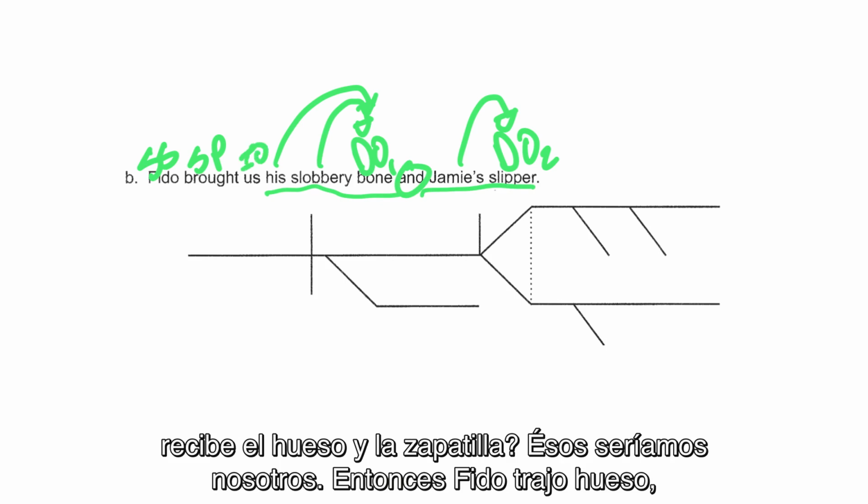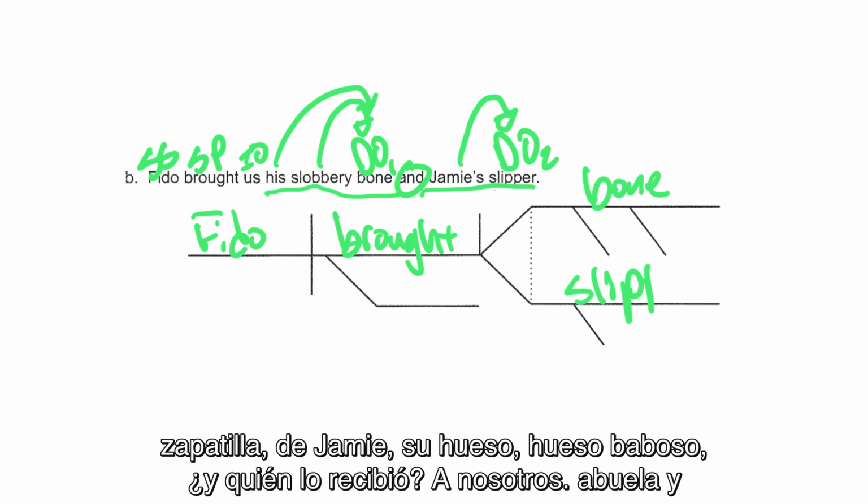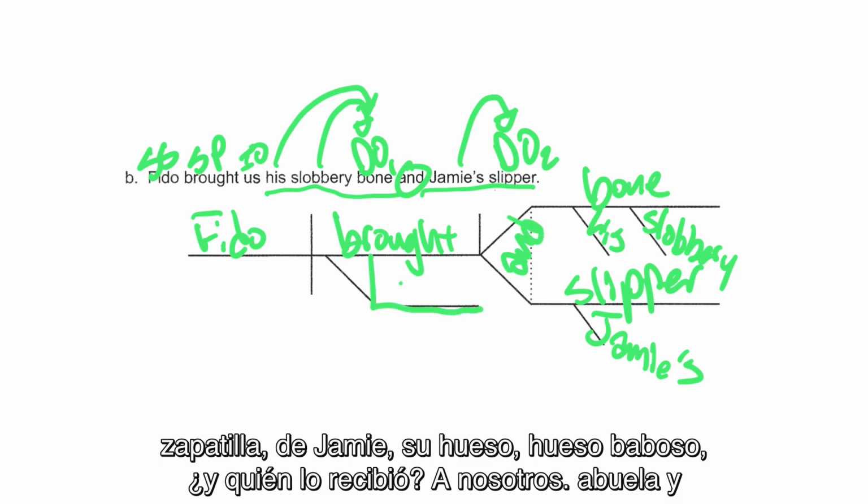That would be us. So Fido brought bone, slipper, Jamie's, his bone, slobbery bone, and who received it? Us.